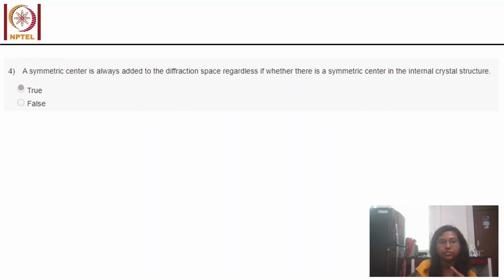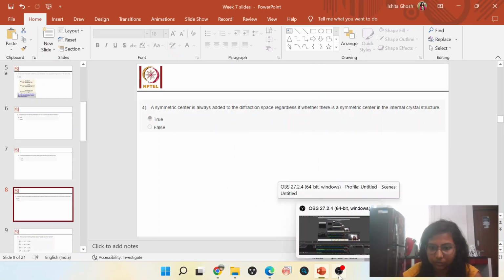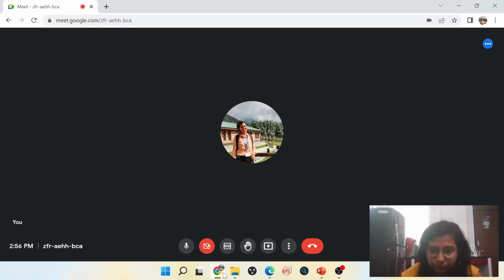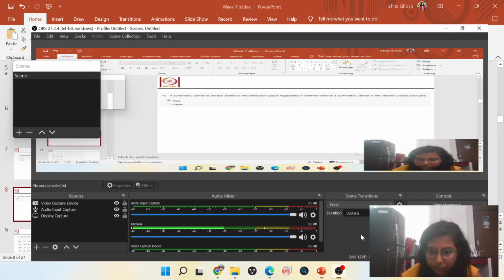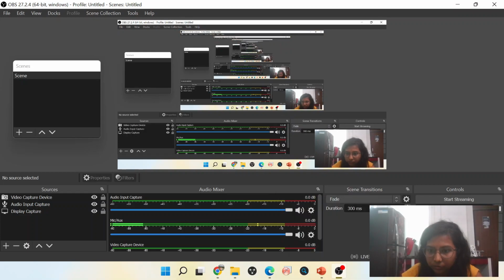Then, a symmetric center is always added to the diffraction space, regardless of whether there is a symmetric center in the internal crystal structure or not. By now you are very much familiar with this Friedel's law.